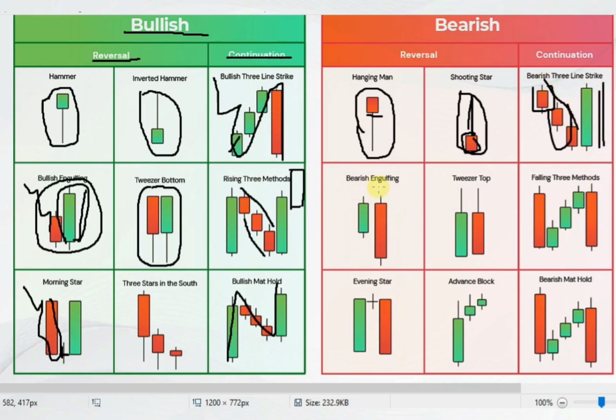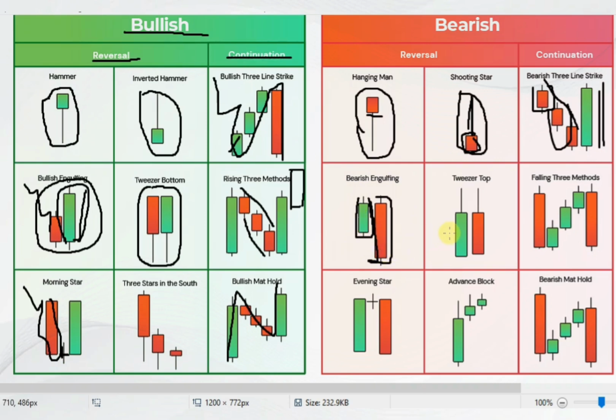All right, so we have the bearish engulfing. It's just the opposite of the bullish engulfing. So this red candle is engulfing the green candle. The green candle is small, and you always find this bearish engulfing in a downtrend. So when you see such a candle in the market, it's indicating selling pressure. There are a lot more sellers in the market than buyers.